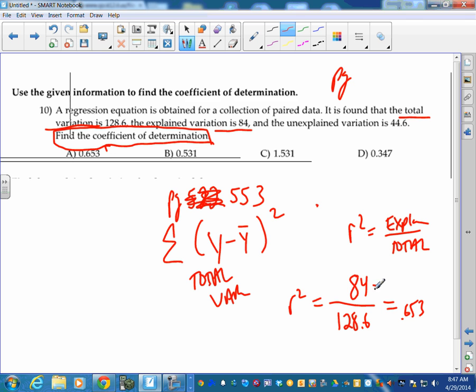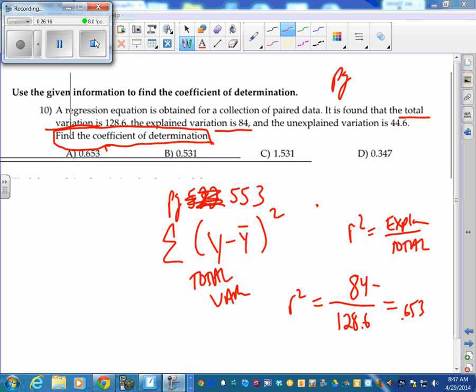All right, so we'll stop here for the day. Finish it up for tomorrow.